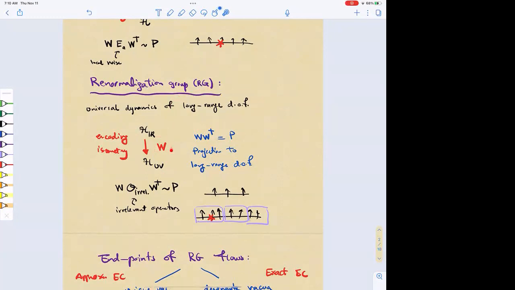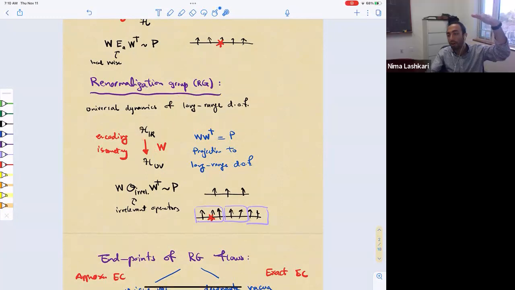And there's an encoding, which is an embedding of H_IR inside H_UV. This embedding is basically the renormalization group flow, actually the inverse of the renormalization group flow. It's the map that takes you from the infrared to the UV. Now, WW dagger is a projection that projects down to the long range correlations, long range degrees of freedom. And the idea is that a local operator is an irrelevant operator if it satisfies the following property. It just means that once you project it to the code subspace, the irrelevant operator disappears.